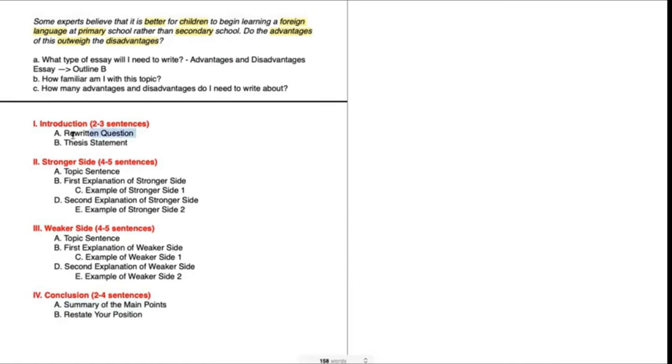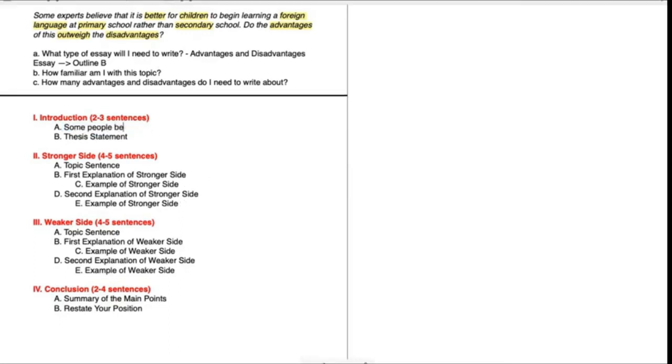So let's start with A, the rewritten question. I'm basically going to make some notes and say, some people believe studying foreign languages earlier is better. Now, this is just a way to restate what is stated here. I'm going to elaborate more on this in our actual text, but for now, I'm just going to say this.